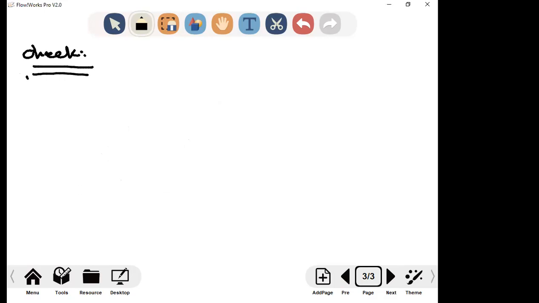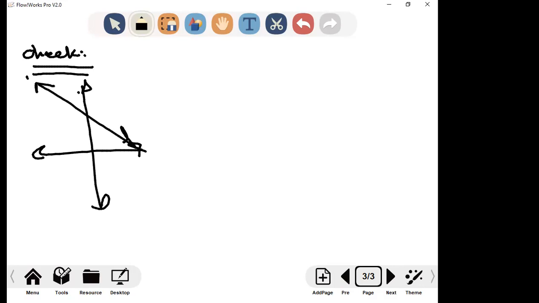In check, we have two graphs. The first graph, they gave me the two lines. See the two lines in the first graph, part A? We have two lines like this one. Do we have intersection points? No. Means no solutions. No solutions, we call it inconsistent.